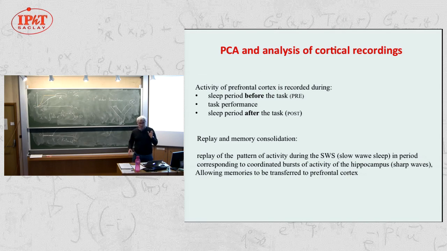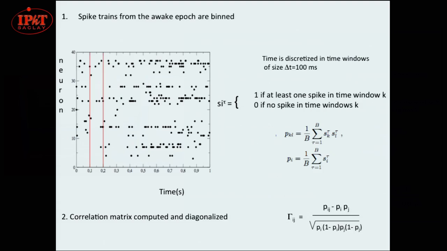So sharp waves are periods of about 200, let's say 300 milliseconds, where the activity of the hippocampus is very intense, with very strong oscillation. So it's short in time, but very high frequency. Okay. And during these sharp waves, it's believed that the sharp wave enables the transfer of information to the PFC, to the prefrontal cortex. That's the theory.